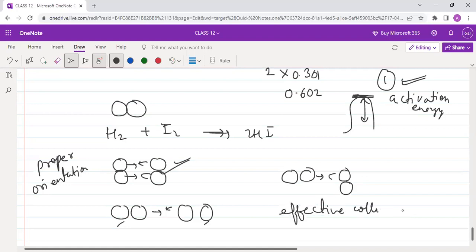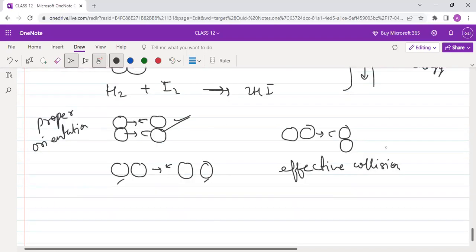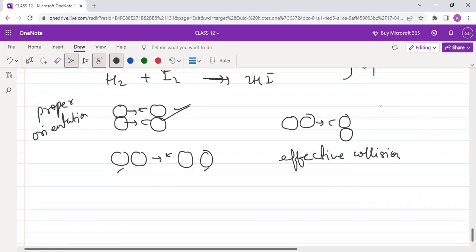You know that gas molecules have a lot of space between them. They are always in random motion. So they move here and there rapidly and they are colliding with each other. And because of these collisions, reaction will take place. But every collision does not result in product formation. The collisions which lead to product formation are called effective collisions. And the collisions which do not lead to product formation will be called ineffective collisions.